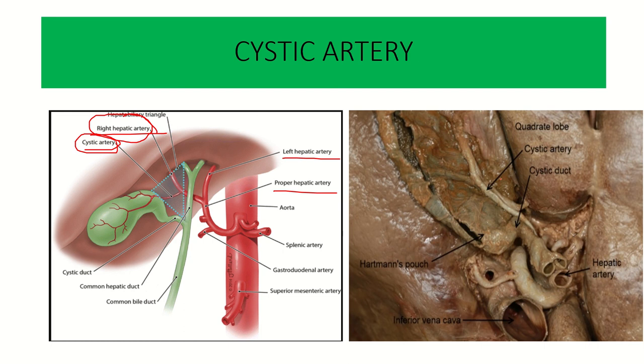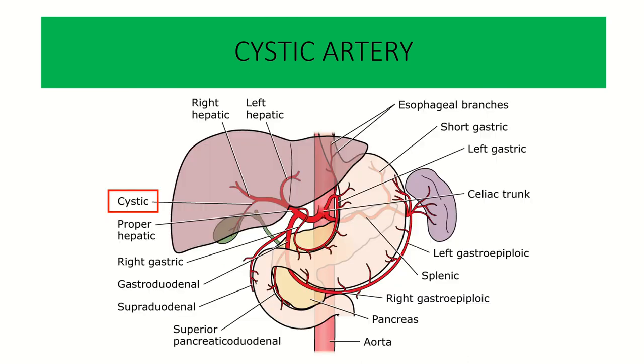We can see in the second picture, this artery is the cystic artery, and it arises from the hepatic artery. In this picture we also can see the artery which originates from this large artery. This is the abdominal aorta, we can see here. From the abdominal aorta, the celiac trunk arises.